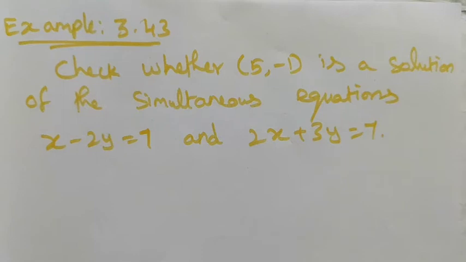Hi students, class 9, examples on 3.43. Check whether (5, -1) is a solution of the simultaneous equations. The two equations are given. Now we have to take that given ordered pair as x and y.